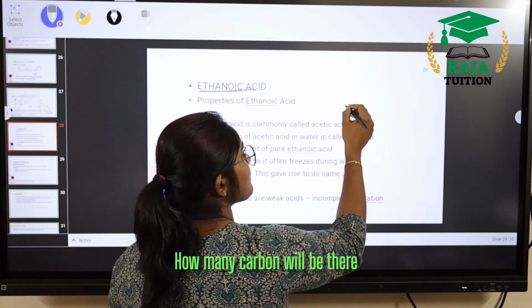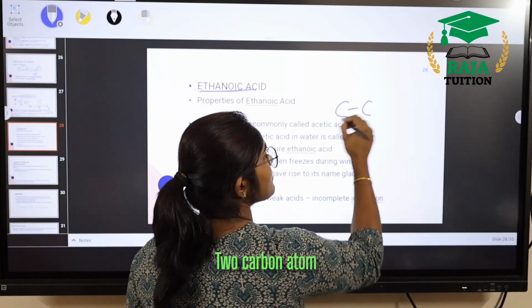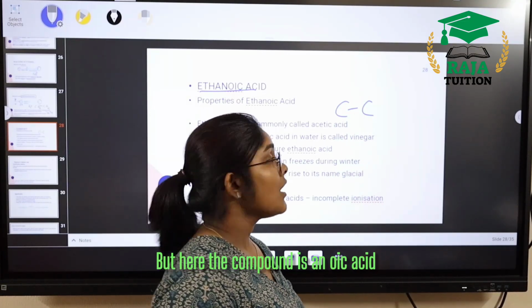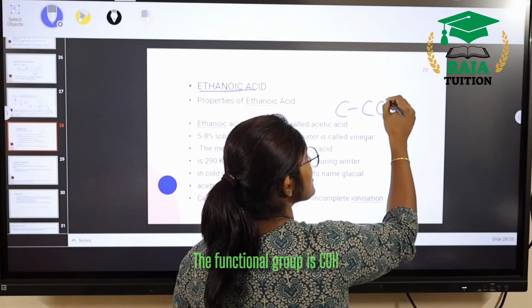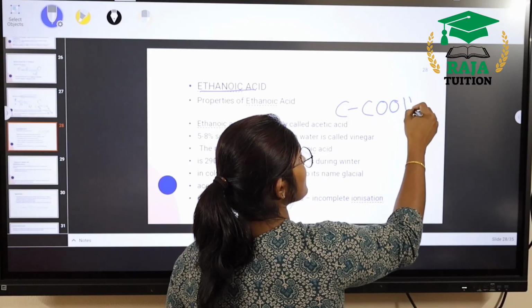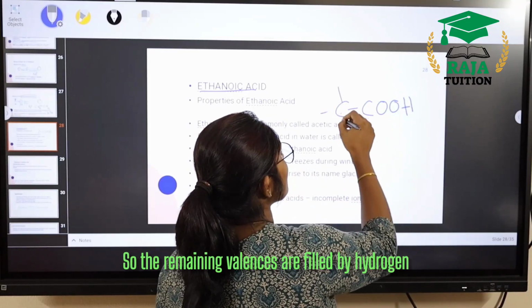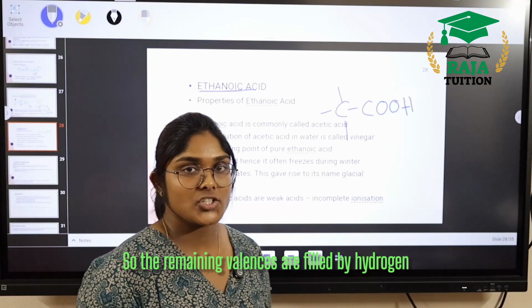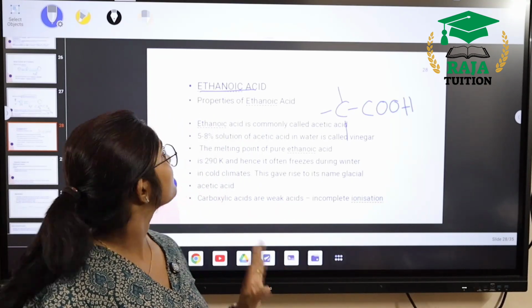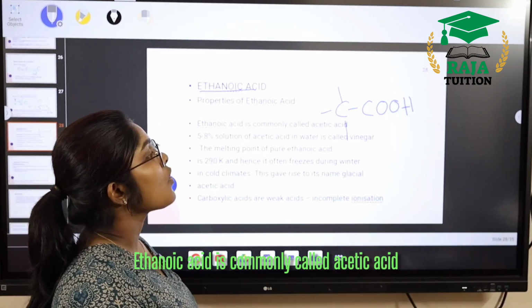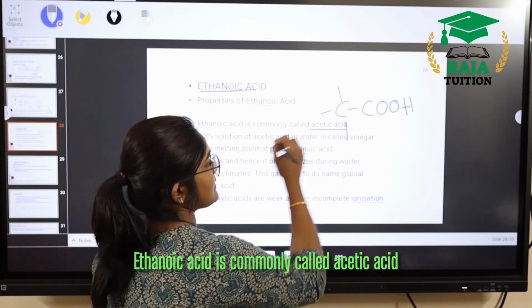How many carbon atoms will be there? Two carbon atoms. But here the compound is ethanoic acid. The functional group is COOH, so the remaining valences are filled by hydrogen. Ethanoic acid is commonly called acetic acid.